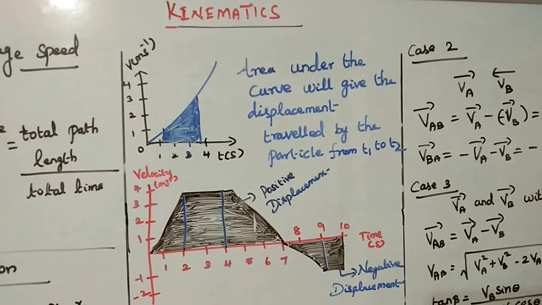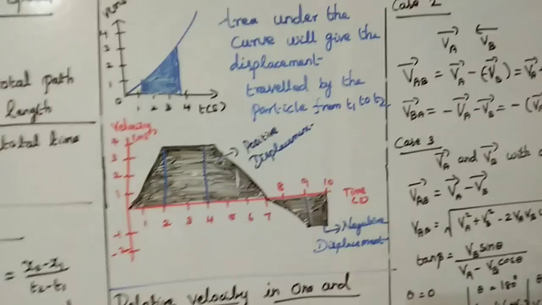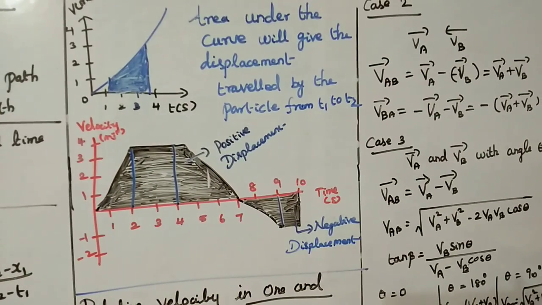Suppose the particle moves in the positive direction and the negative direction. This graph explains that this is a positive displacement and this is a negative displacement.